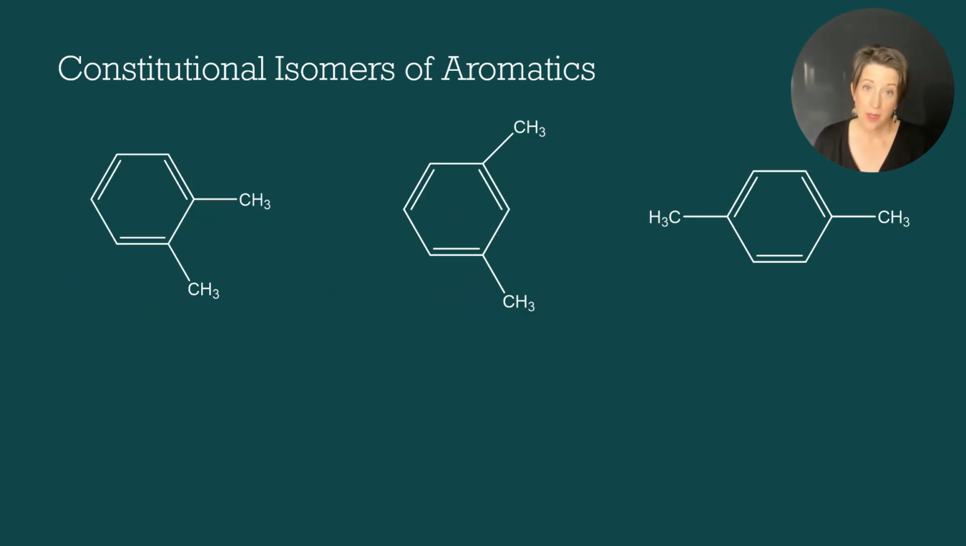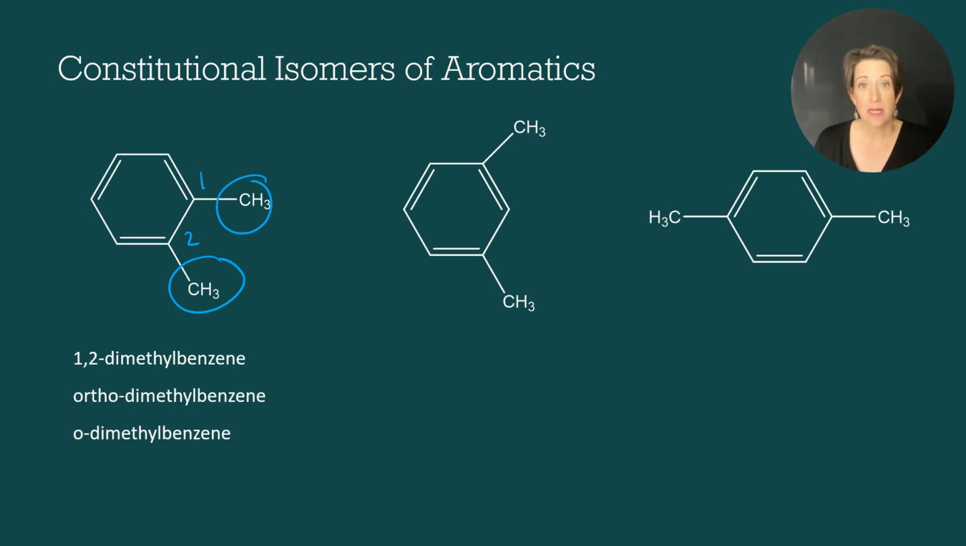First structure. We have 2 groups. Each of them are methyls, and they are adjacent to each other, so they're going to get that 1-2 numbering. Therefore, this structure is a 1,2 dimethylbenzene. We can use the special designation ortho, or O. So O-dimethylbenzene is the same thing as 1,2 dimethylbenzene.